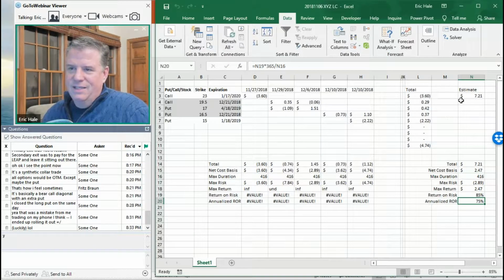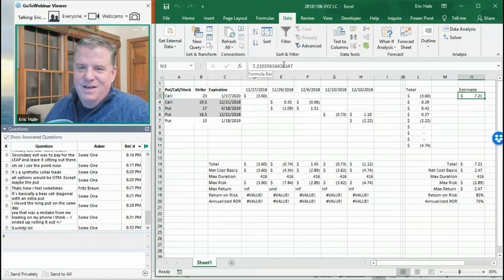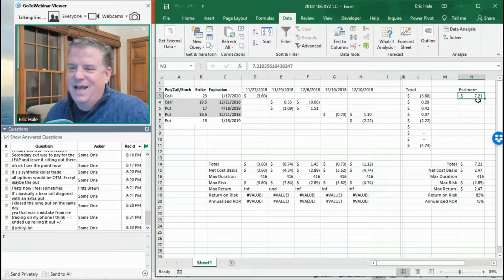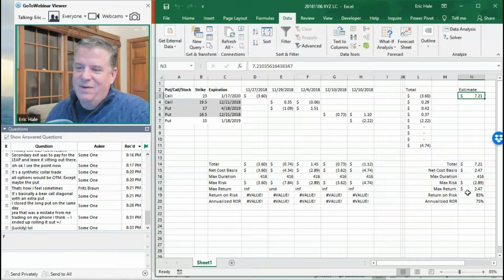Boom. And it's going to tell me that not only 721, but 721 0 3 5 6 1 4 6 4 3 8 8 3 4 7. Yeah, it's telling me that that's exactly what I need to do to get to this. So I do use that Solver tool. It looks like it took a little bit longer than it does.